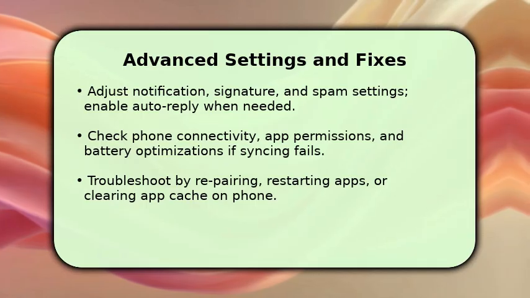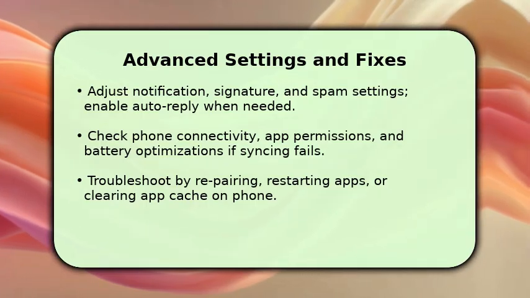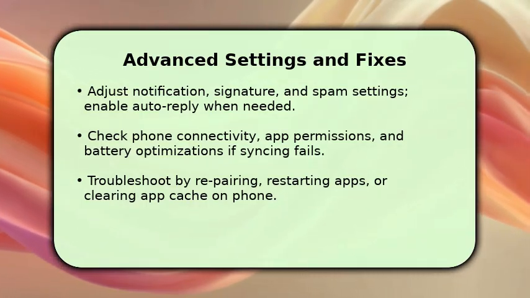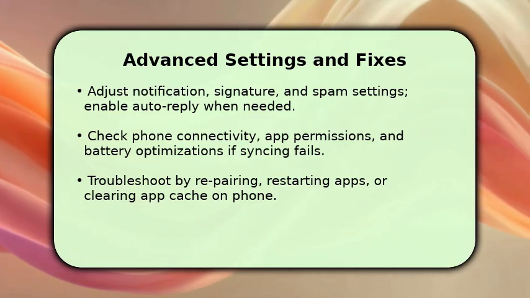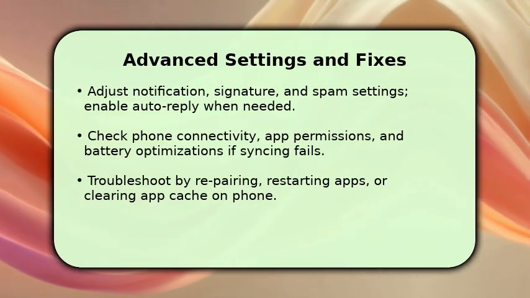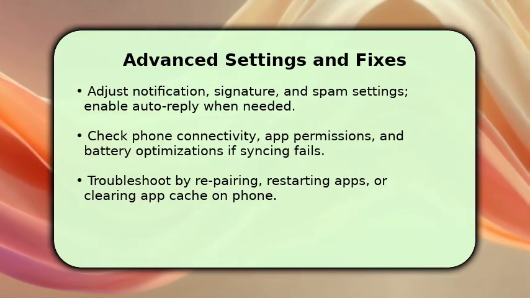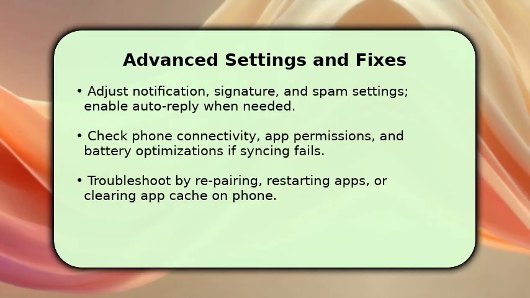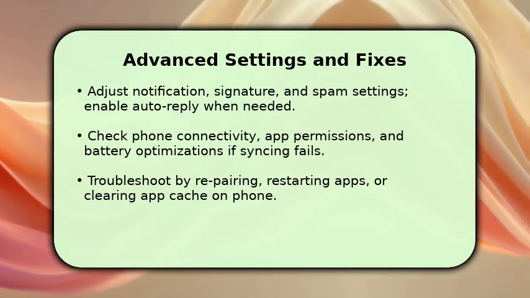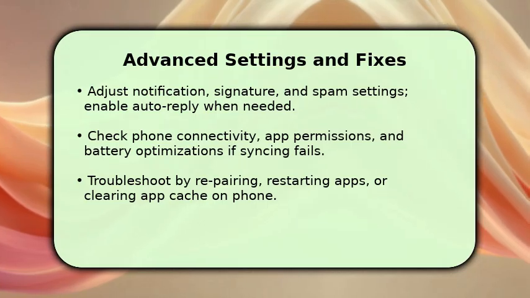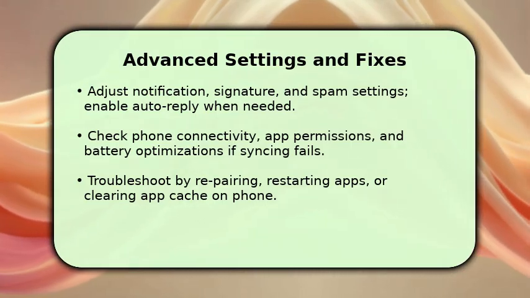If messages stop syncing, make sure the phone has a stable network, permissions are intact, and battery optimization hasn't suspended the app. When problems persist, re-pair the devices, restart the phone and browser, or clear the Mightytext app cache. Re-signing into your Google account is a last resort fix. This one troubleshooting step.